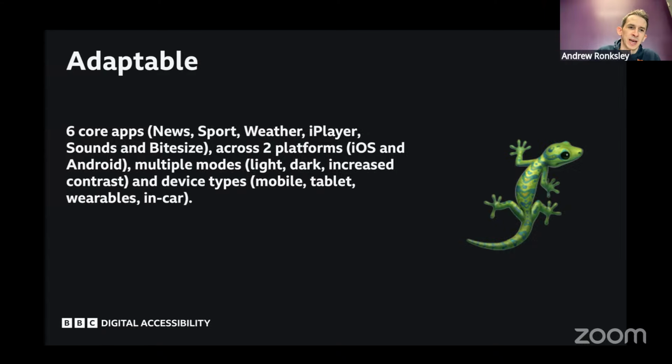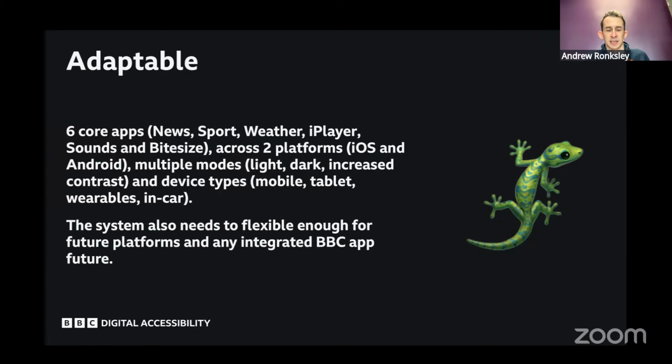Yeah, so adaptable. We have, as I say, 6 core apps: news, sport, weather, iPlayer, sounds, and bitesize, across 2 platforms, iOS and Android, multiple modes, light, dark, increased contrast, and device types: mobile, tablets, wearables, in-car, TV. So our technology landscape is very wide, very varied, and whatever we build from an app design system point of view needs to be adaptable to all of that. Needs to be adaptable as well to future platforms. And also, if the BBC integrates its apps more in the future, we need to be mindful of what might happen. So yeah, adaptable is one of our guiding principles.